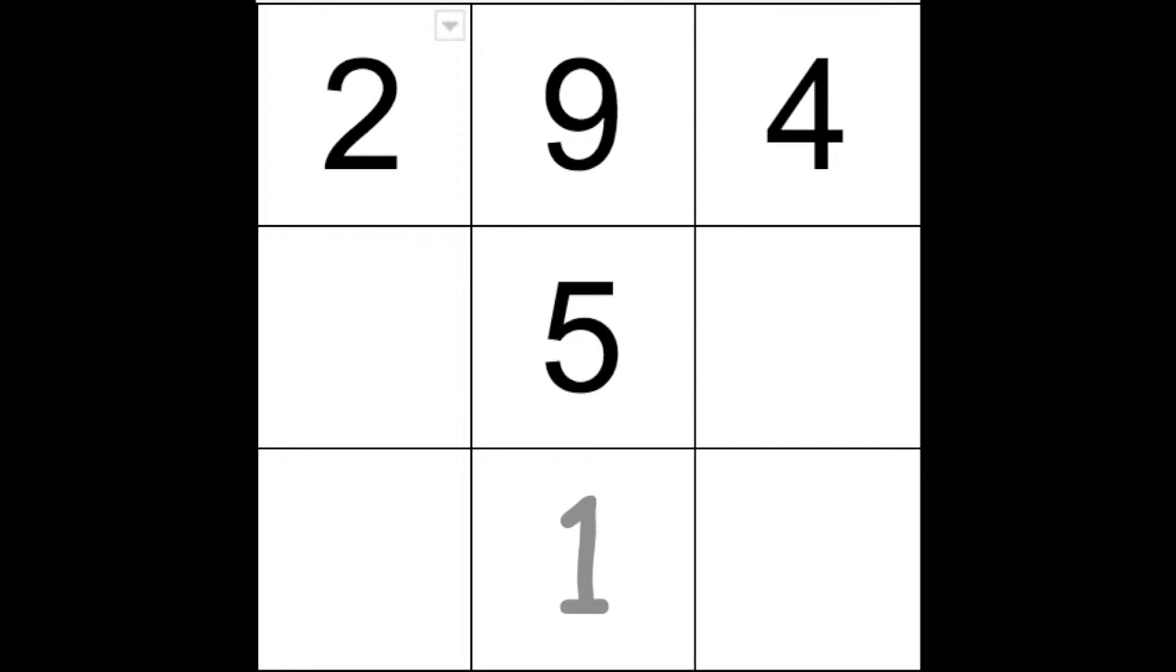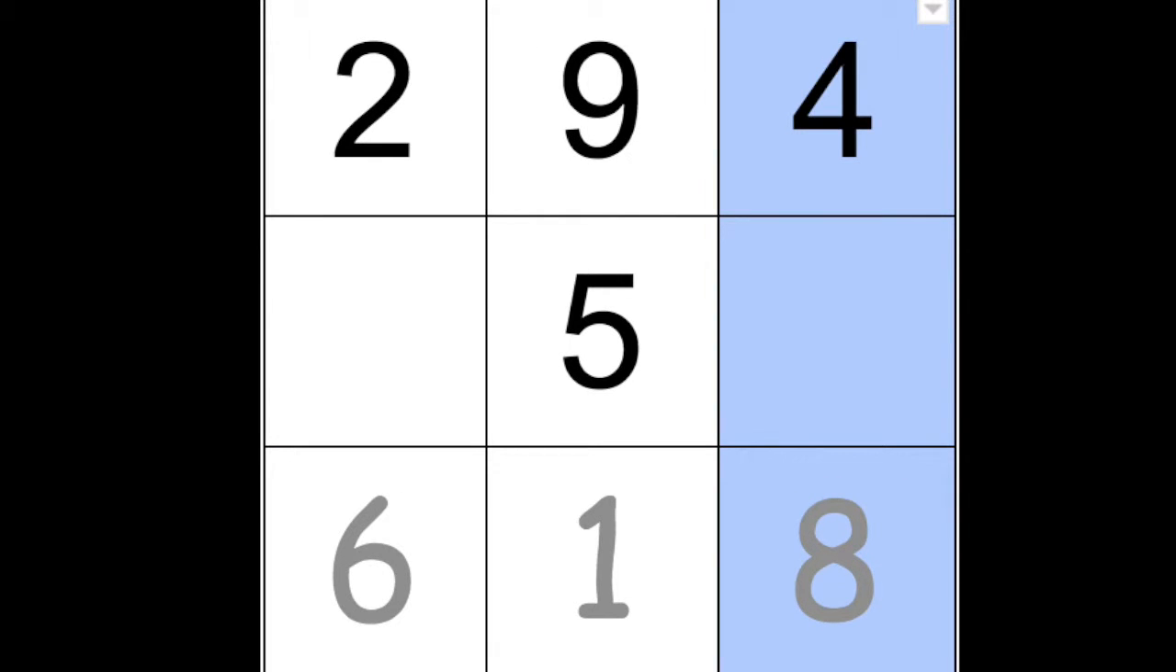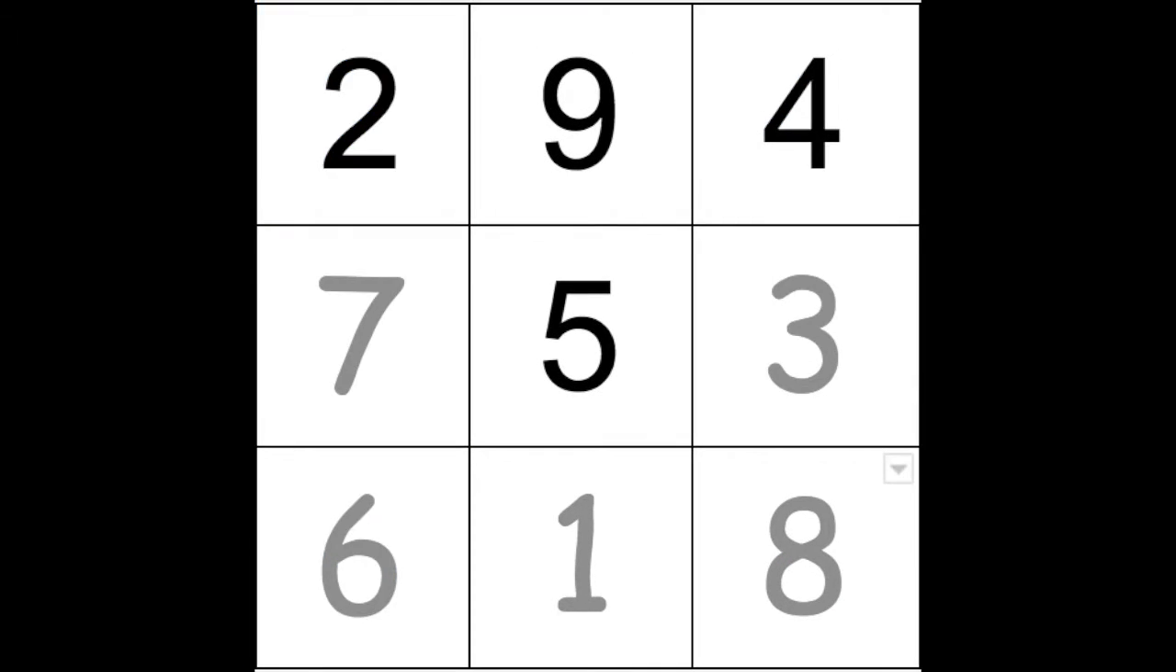Now the sum of this column is 15. Because this diagonal sum equals 7, the remaining square is 8. Now, like the other column, the sum is 15. Because the sum of this row is 9, the remaining square is 6. Likewise, repeat the steps for the other two numbers. This is how you solve the magic square puzzle.